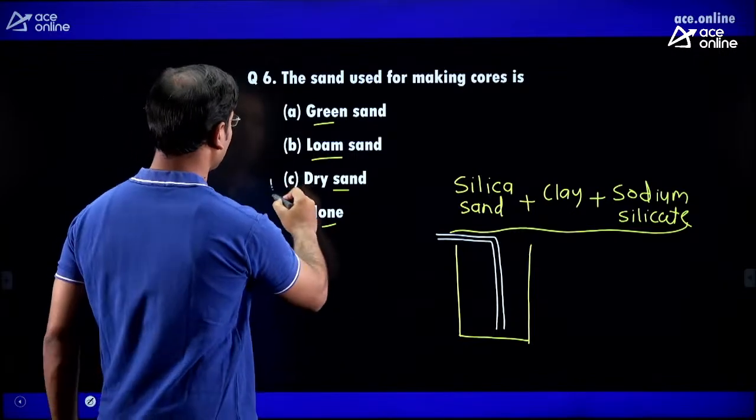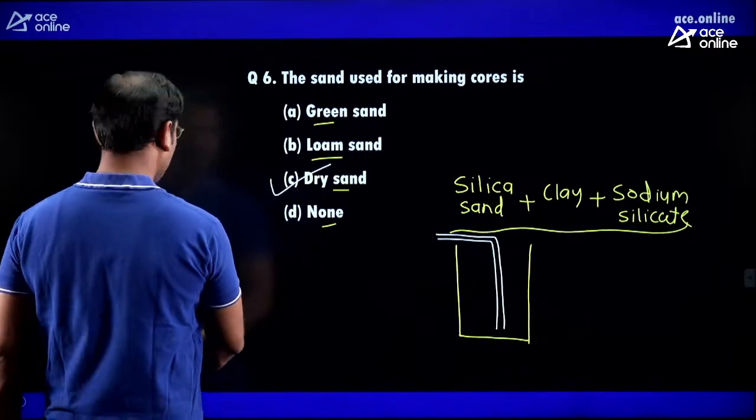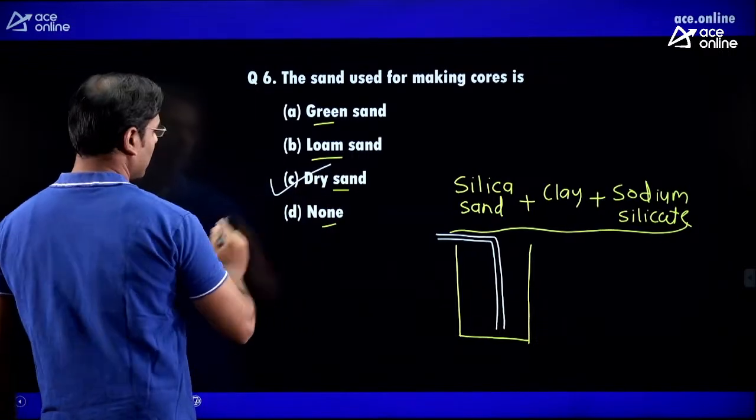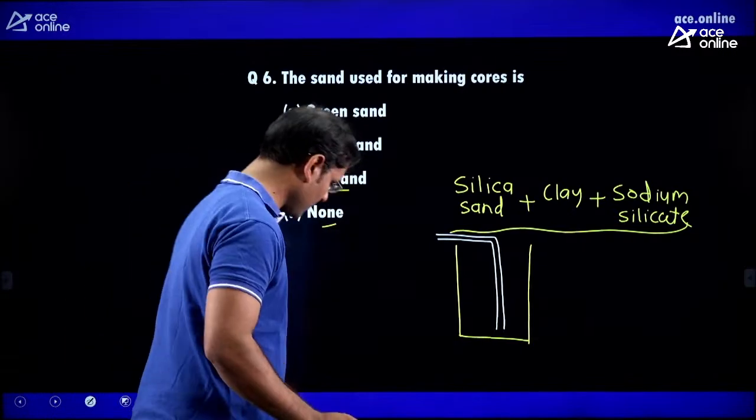Then the correct option is option C. The sand used for making cores is dry sand. Now see next.